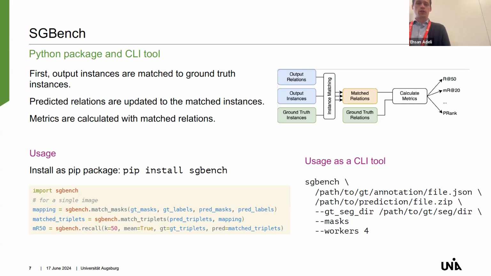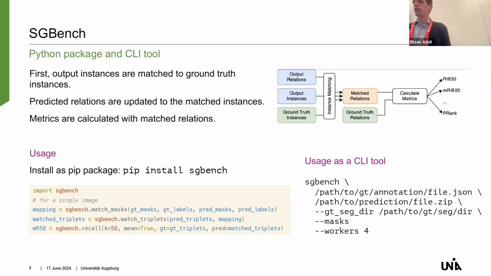Right, so what you can do is just pip install sgbench, and then use these 3 lines of code there to evaluate your model. Just as a warning, these lines are for a new version, which hasn't been updated yet, but you can expect it in the coming week or the week after. You can also use it as a CLI tool.